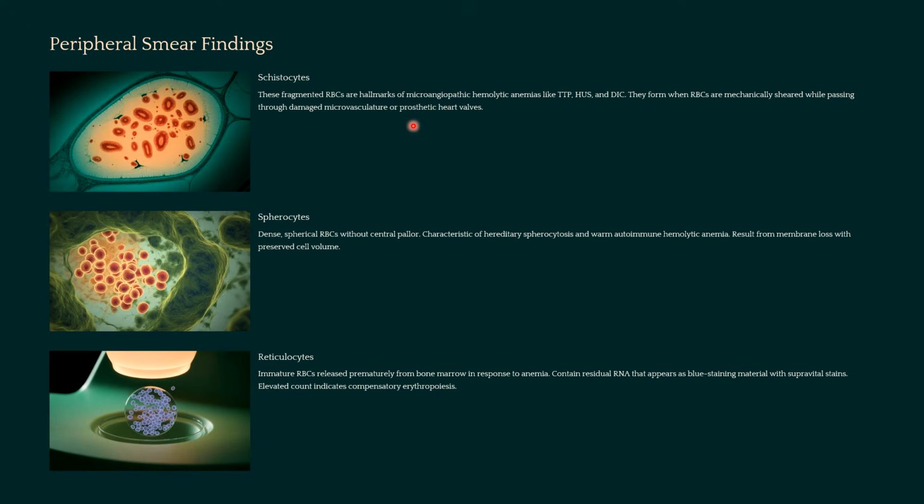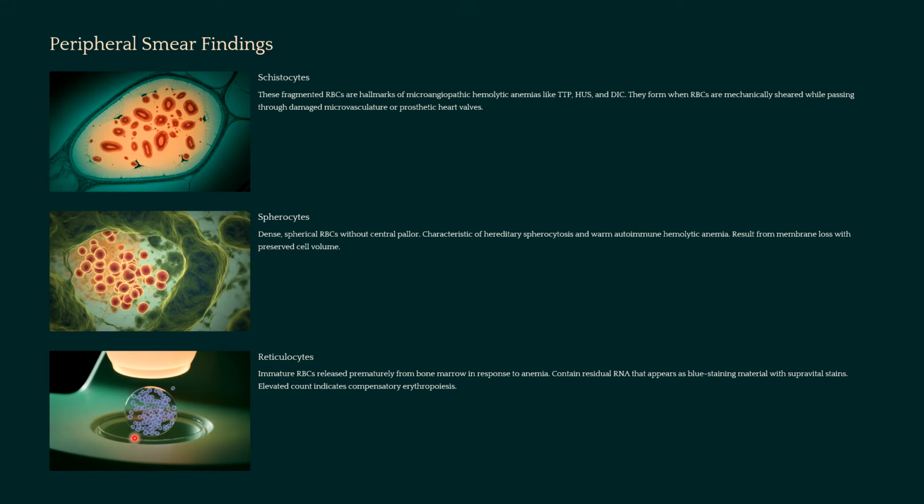So when the RBCs are flowing through the microvasculature, due to some pressure they are broken down, and these fragmented RBCs are known as schistocytes. Now, spherocytes: see, the RBCs are round in nature, whereas here RBCs are broken down in nature. Spherocytes are dense spherical RBCs without central pallor, that means there is no space for hemoglobin color, characteristic of hereditary spherocytosis and warm autoimmune hemolytic anemia, means IgG, if you remember that slide.